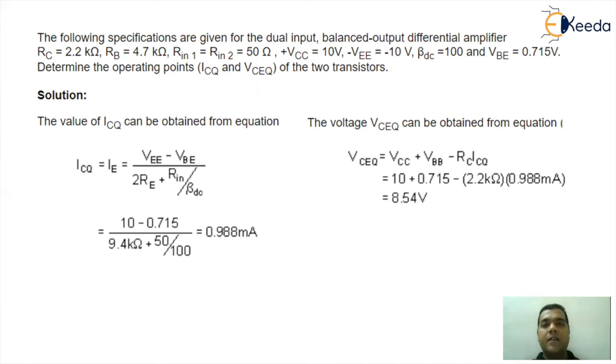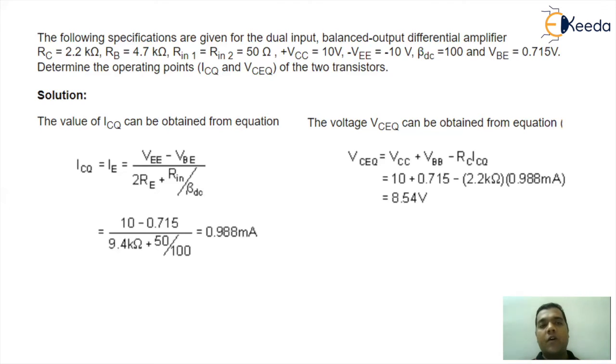VCC is equal to 10 volt. VEE is equal to minus 10 volt. Beta DC is 100 and VBE is 0.715. There is a correction in the question. The RC value is 2.2 kilo ohm and the RE value is 4.7 kilo ohm. So the one actually misprinted as RB is actually RE.